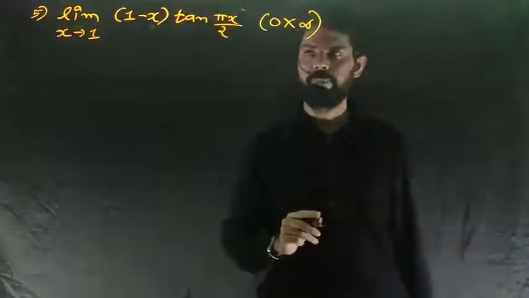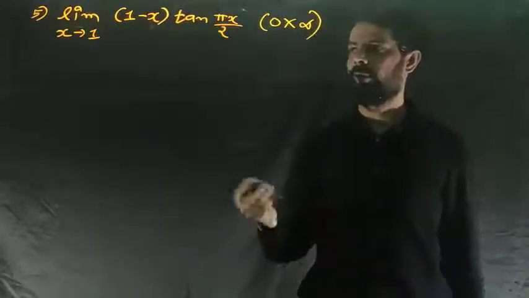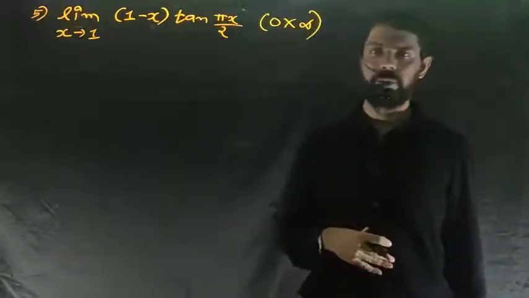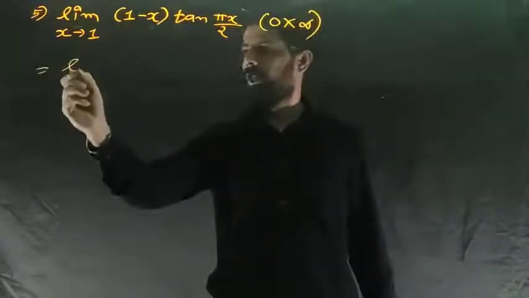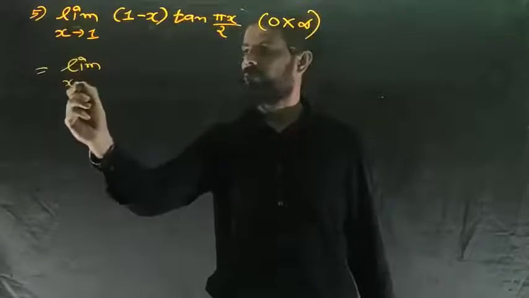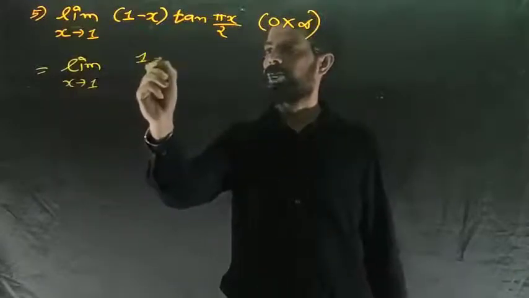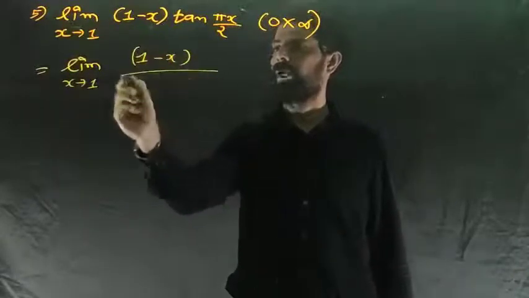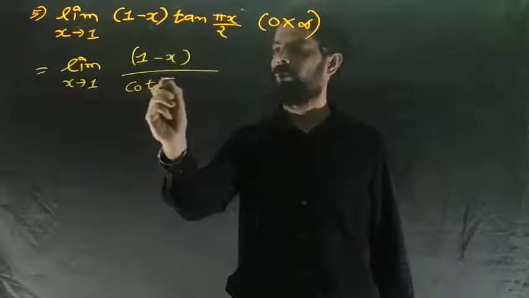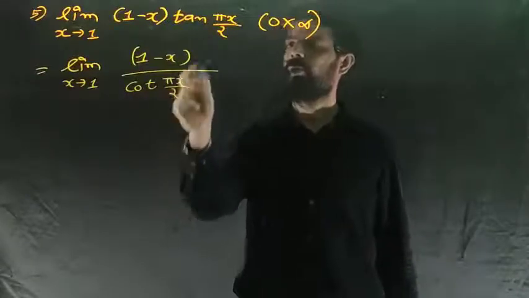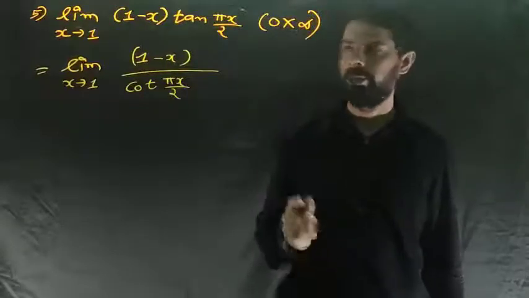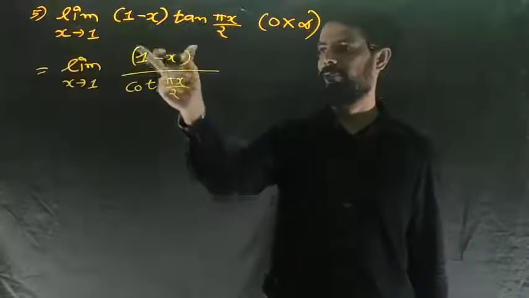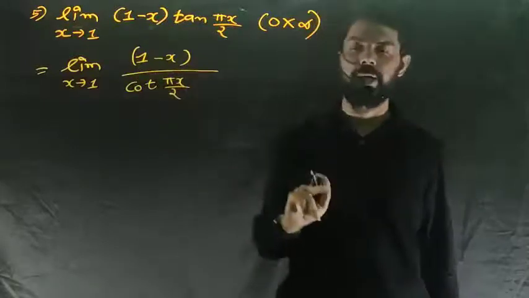So in each example, first of all we will have to check the form of the question. Okay, so here we will write this as limit x tends to 1 of (1 minus x) divided by cot(pi x by 2), because tan theta can be written as 1 divided by cot theta. Therefore this can be written as (1 minus x) divided by cot(pi x by 2).